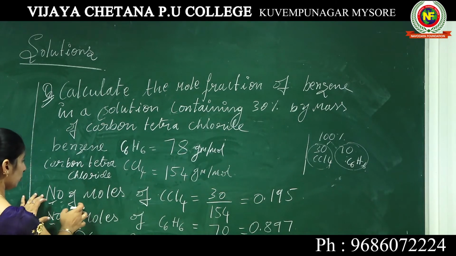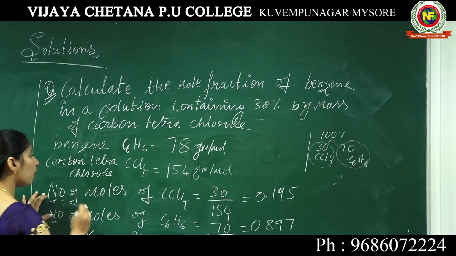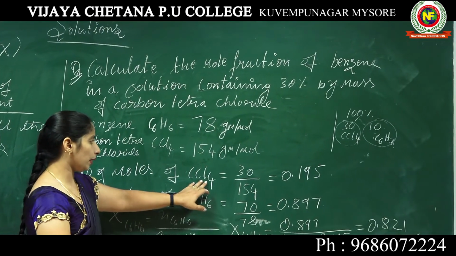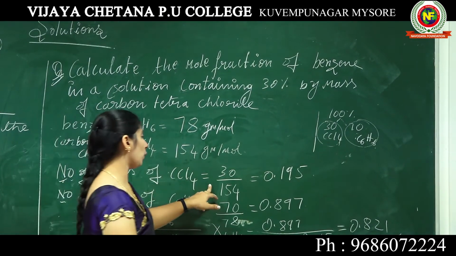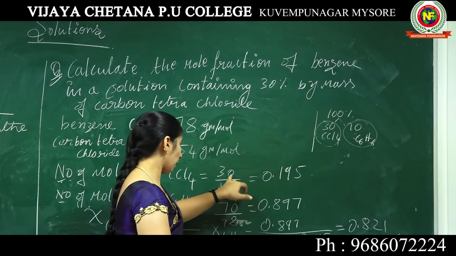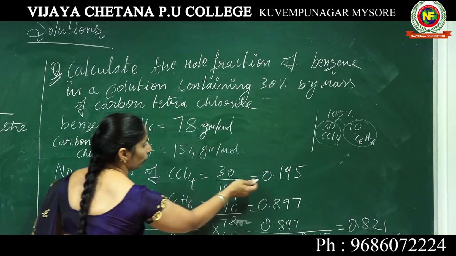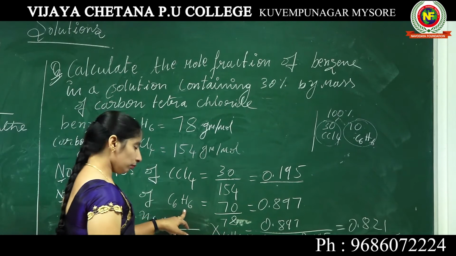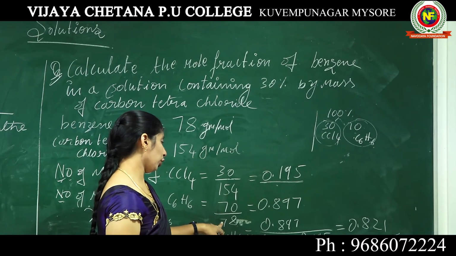So now come to this. Before applying this, you have to find out the number of moles. The number of moles of carbon tetrachloride: we know the number of moles is weight by its molecular mass. The weight we already know is 30. Put this 30 by its molecular mass 154. We get 0.195. Then the number of moles of benzene: its weight is 70, by its molecular mass 78.